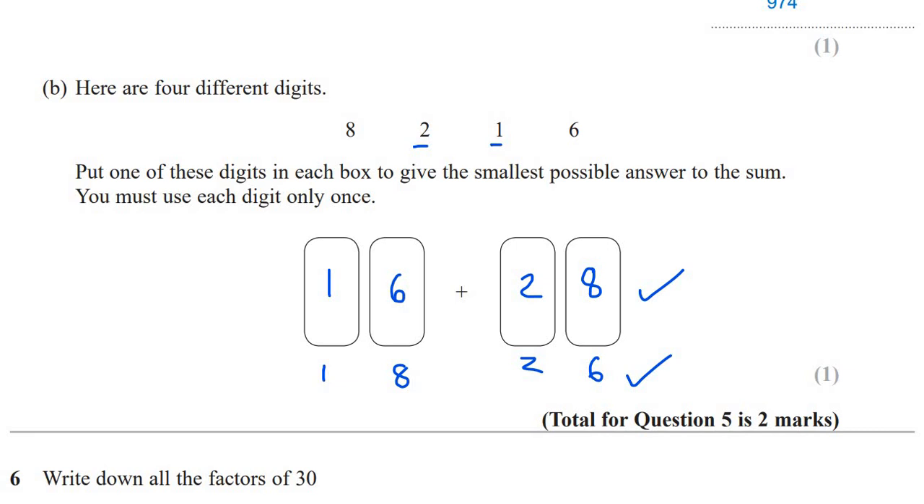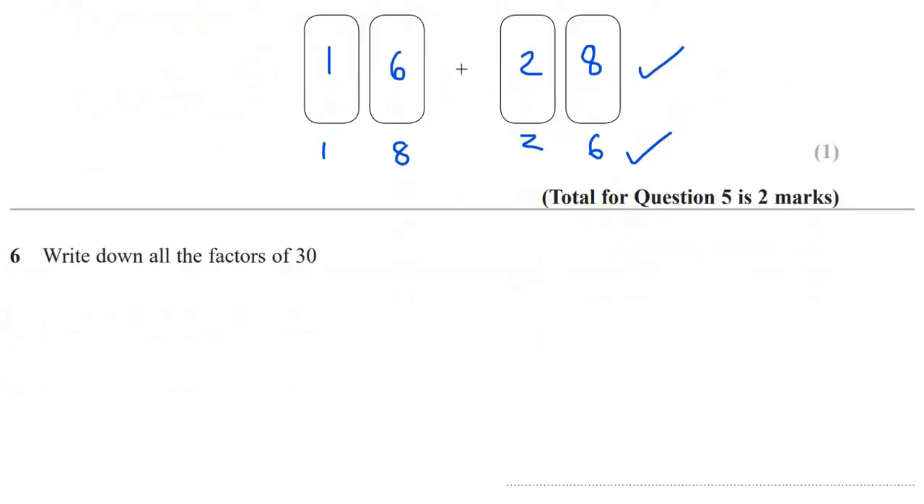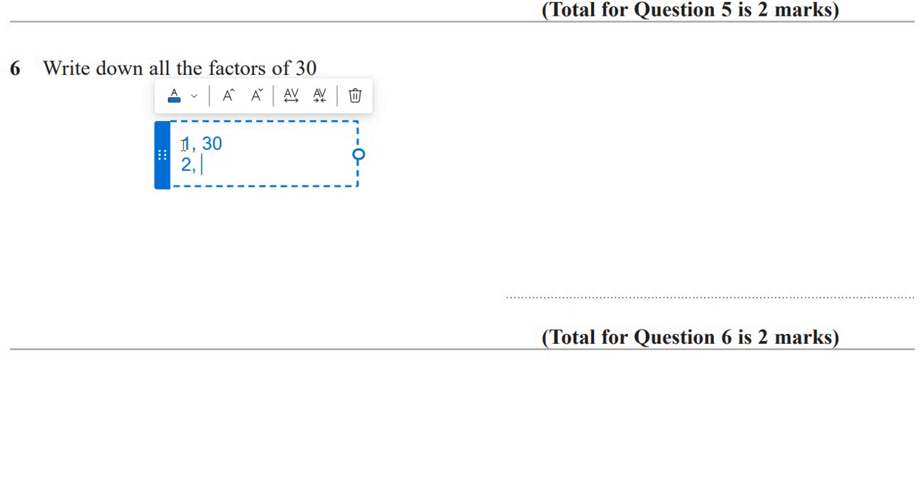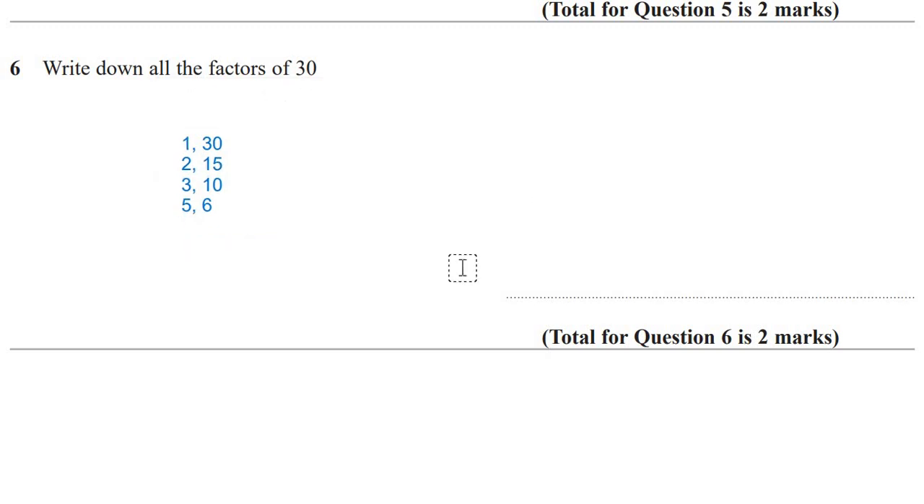All right, and now let's see, number 6. Write down all the factors of 30. Well, factors of 30, you start listing them. So it could be 1 and 30, 2 and 15, 3 and 10, 5 and 6. Do we have any more? No. So these are the 8 factors of 30.